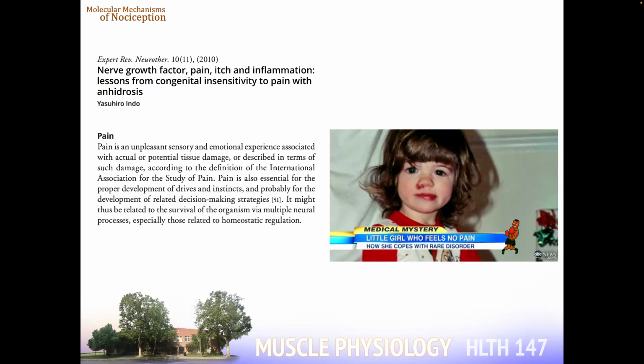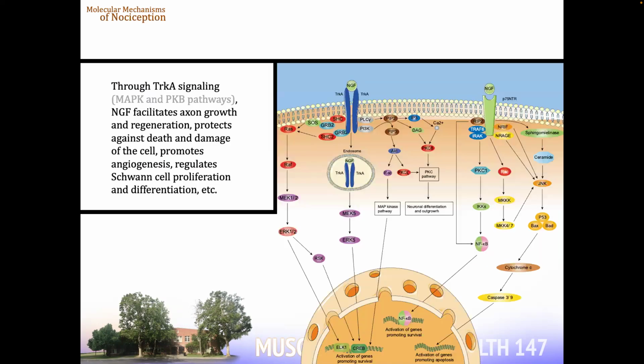On the right is a clip I took from a news video from ABC News about the medical mystery of a little girl who feels no pain. It's maybe a little mysterious, but this is called CIPA, which stands for congenital insensitivity to pain and anhidrosis. So you have an insensitivity to pain with anhidrosis, which means you don't sweat. So here's how this one works.